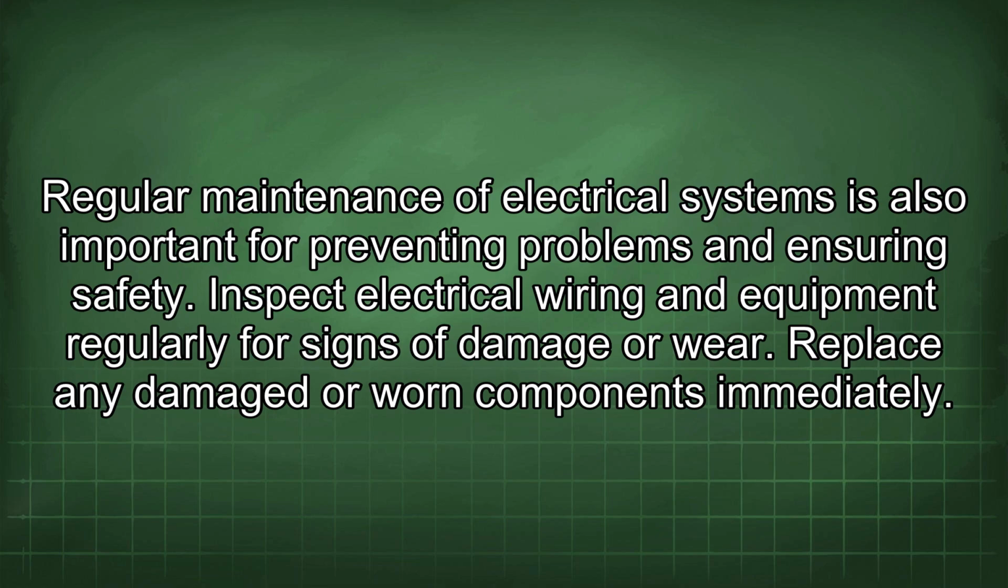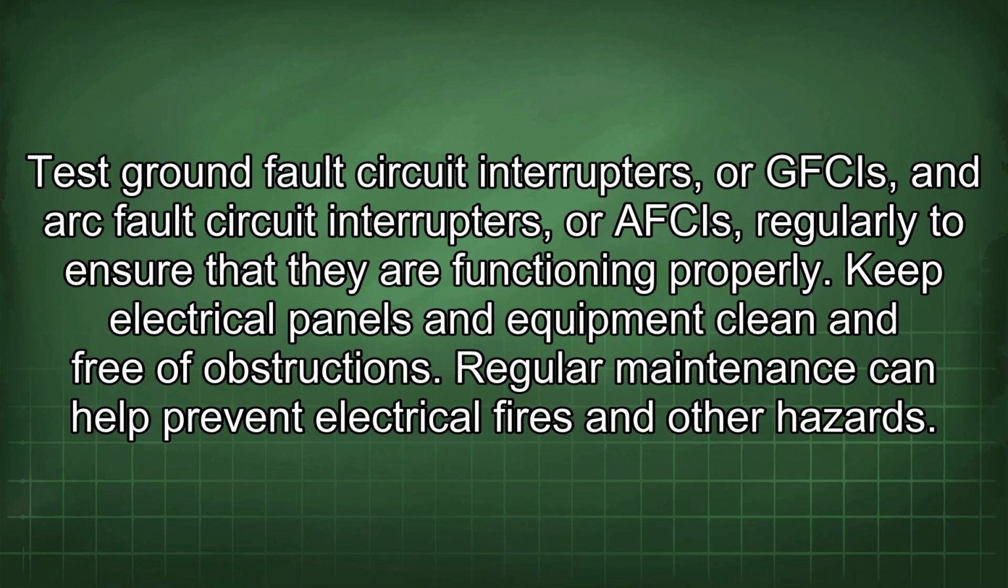Regular maintenance of electrical systems is also important for preventing problems and ensuring safety. Inspect electrical wiring and equipment regularly for signs of damage or wear. Replace any damaged or worn components immediately. Test ground fault circuit interrupters, or GFCIs, and arc fault circuit interrupters, or AFCIs, regularly to ensure that they are functioning properly. Keep electrical panels and equipment clean and free of obstructions. Regular maintenance can help prevent electrical fires and other hazards.